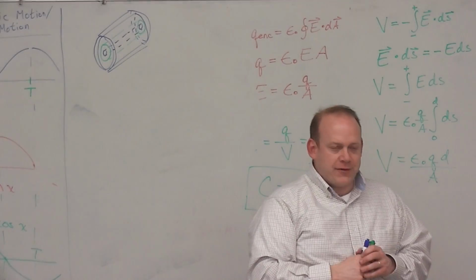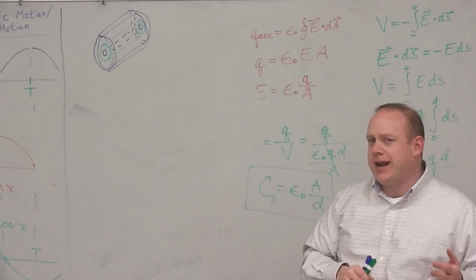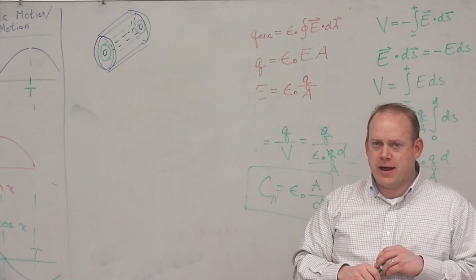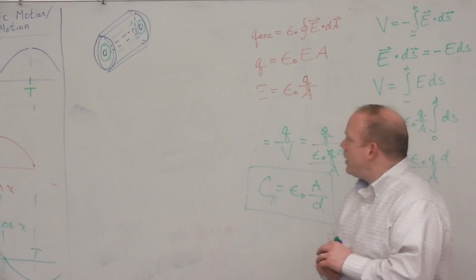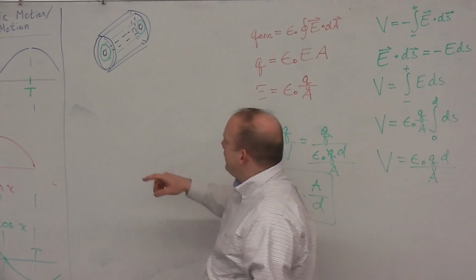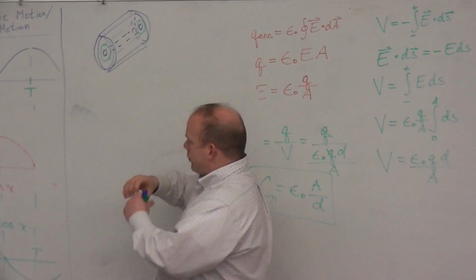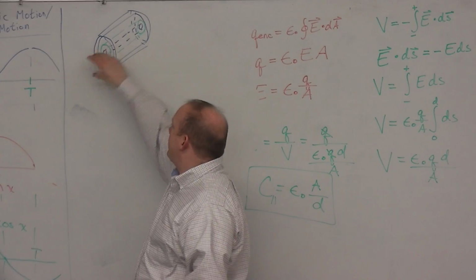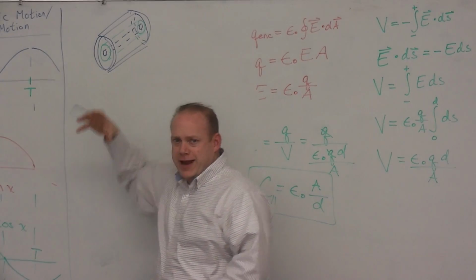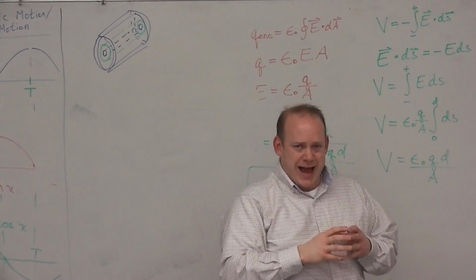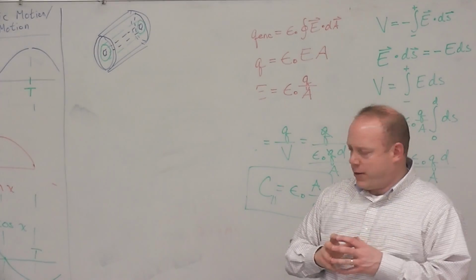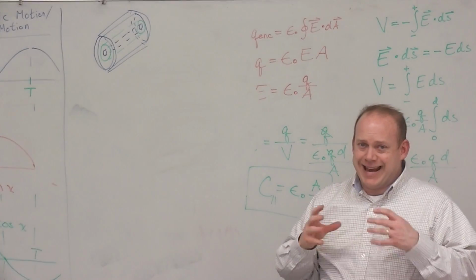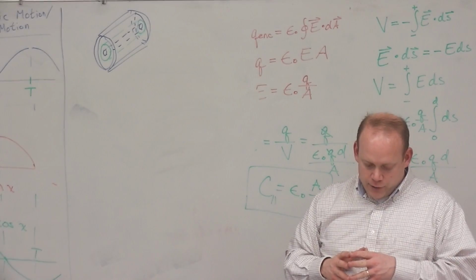Okay, so we have to take into account not only the radius, but we have to take into account the length. But again, the electric field that exists here, we don't worry about what happens out here at the ends. Okay? We only care about what happens in the middle, because what happens in the middle is much stronger than what happens on the outside. Again, orders of magnitude greater.